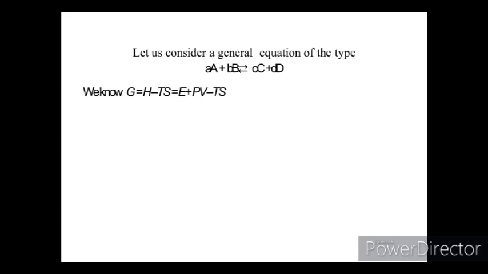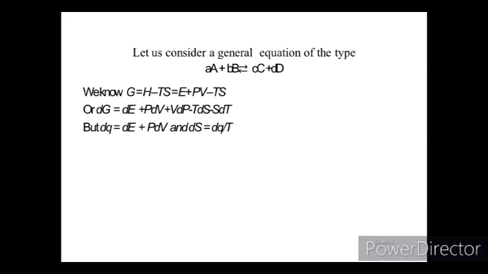We know from the second law of thermodynamics that G is equal to H minus TS, and H is equal to E plus PV. Therefore, G is equal to E plus PV minus TS. Differentiating the above equation, dG equals dE plus PdV plus VdP minus TdS minus SdT. Here there are parameters: pressure, volume, temperature and S. We are going to apply constant temperature.